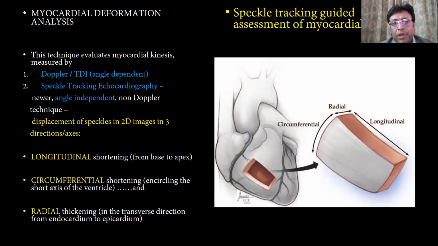So we are going to focus on speckle tracking echocardiography, which is the angle independent, non-Doppler newer technique, and it assesses the LV kinesis in three different axes: longitudinal, circumferential, and radial. Longitudinal is shortening from base to apex. Circumferential is shortening, encircling the short axis of the ventricle. And radial thickening is the thickening in the transverse direction of the myocardium from endocardium to epicardium.